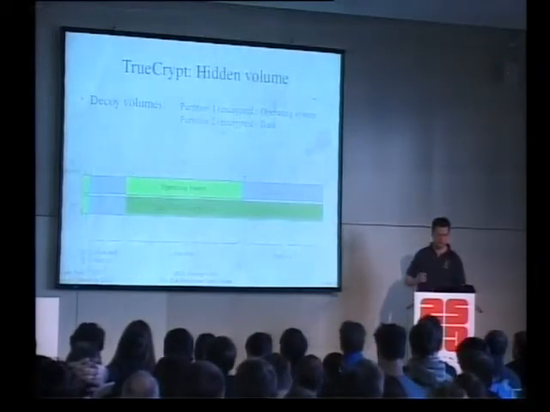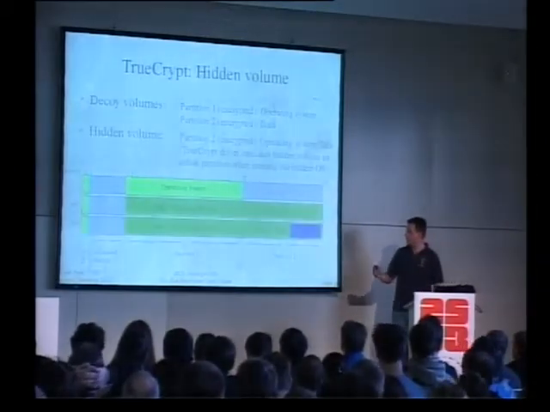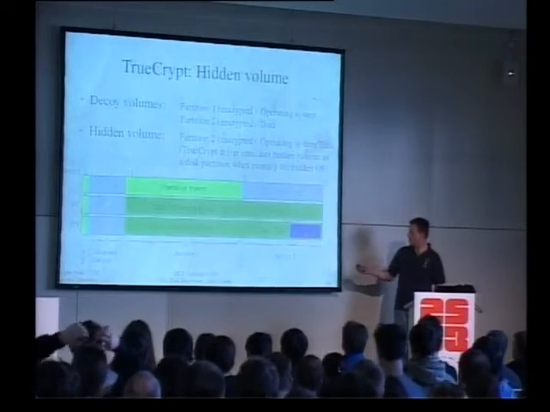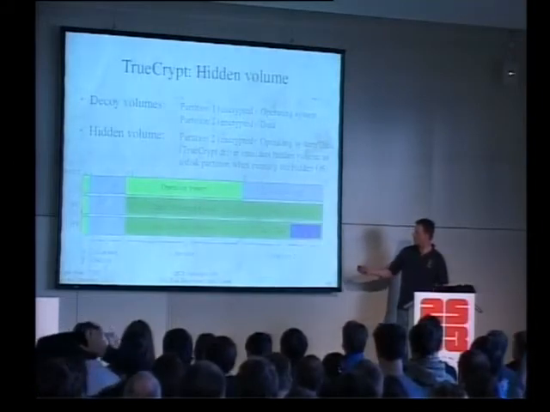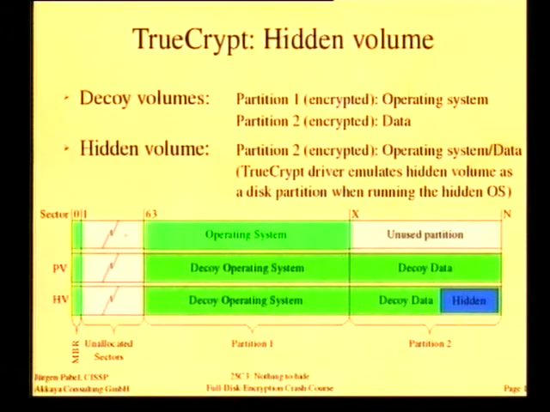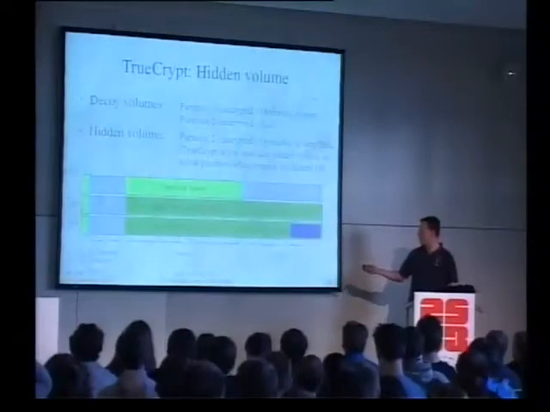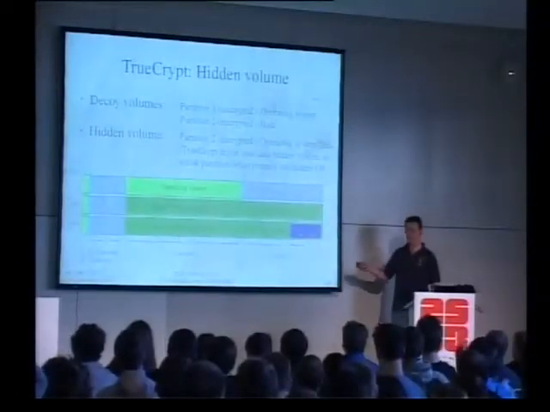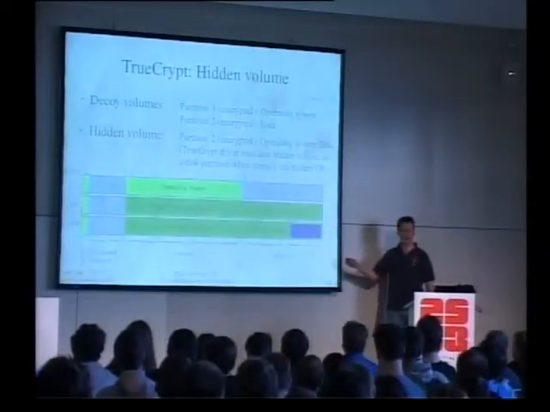And then in the last step, it creates a little hidden segment in here, which is your hidden operating system. So with this feature, you can provide password A to the boot environment, and this operating system starts, and you'll see this data. You provide password B, and this operating system starts right here, and you see this data.